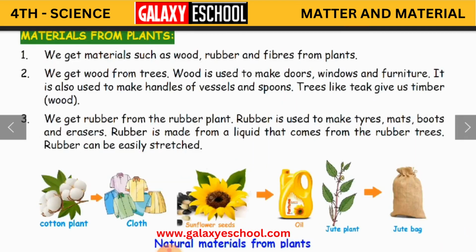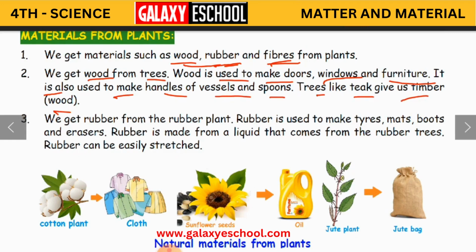Clear, children? Now we are going to learn about the materials from plants. So what are they? We get materials such as wood, rubber and fibers from plants. What are the materials, children, that we get from the plants? That is wood, rubber and fibers. So we get wood from trees, and wood is used to make doors, windows and furniture, and it is also used to make handles of vessels and spoons. Trees like teak give us timber, that is wood.